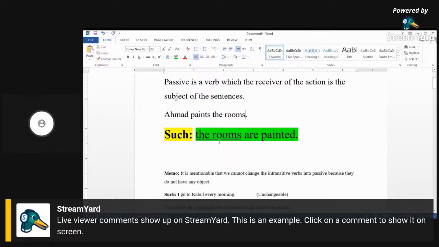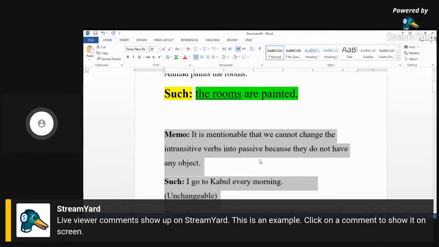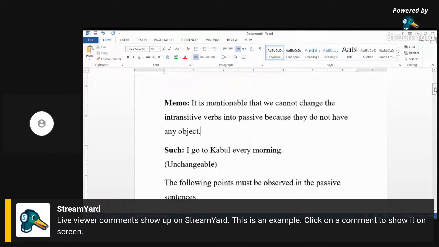So whenever we change it into the passive voice, the rooms are painted. So let me come to the next part. Here I have a memo or a note for you guys.